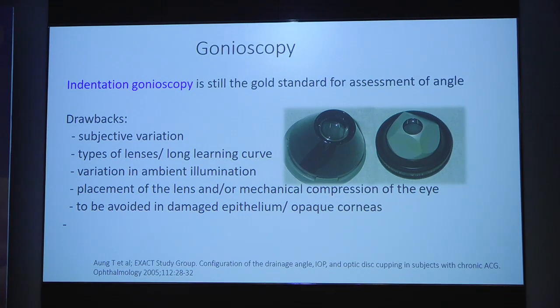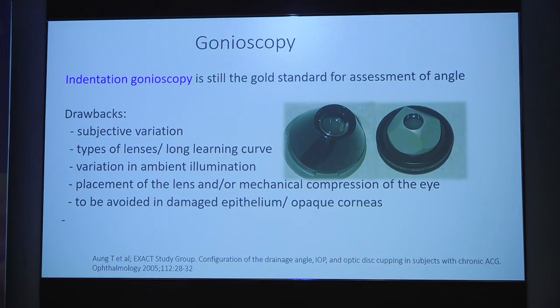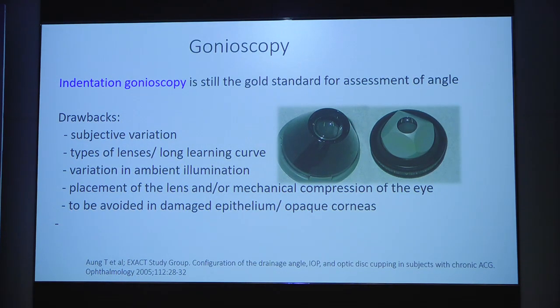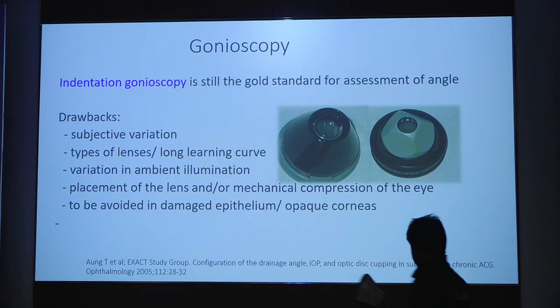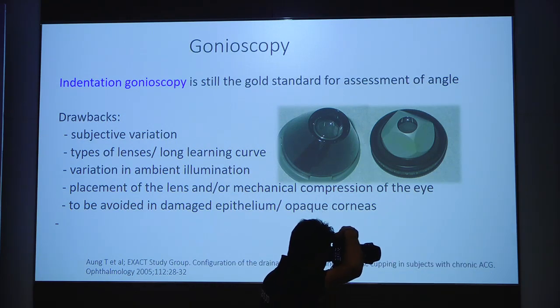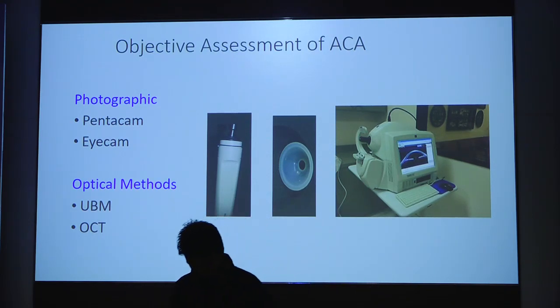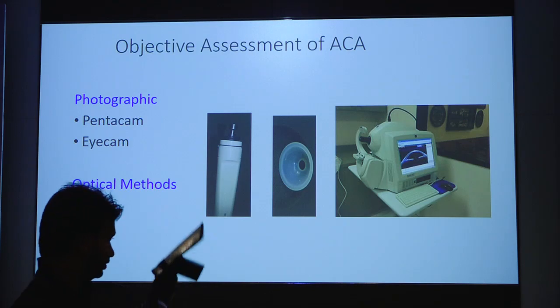So we know that indentation gonioscopy is definitely the gold standard for assessment of angle, but it has drawbacks, like subjective variation, various types of lenses used, a steep learning curve, and variation of the assessment in different ambient illumination. Placement of the lenses sometimes causes mechanical pressure, so it has to be avoided in damaged epithelium or opaque corneas. So the objective assessment of anterior chamber angle can actually be done either by a photographic method or by an optical method.